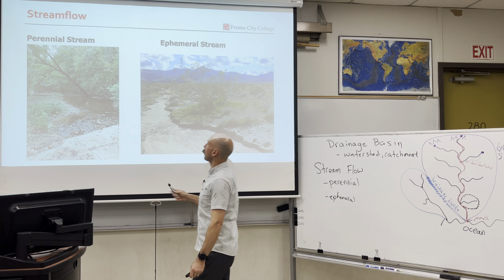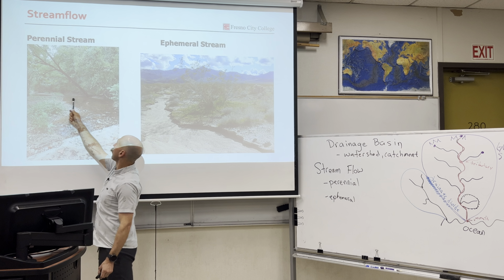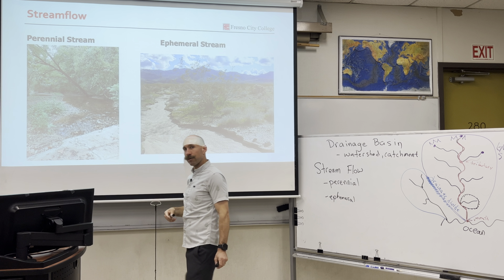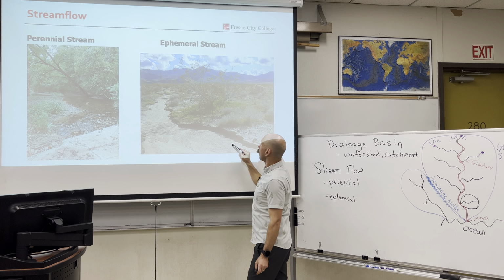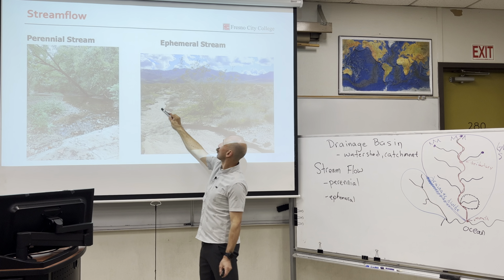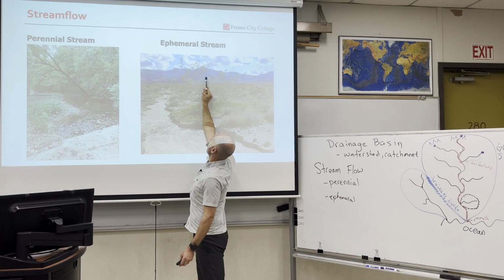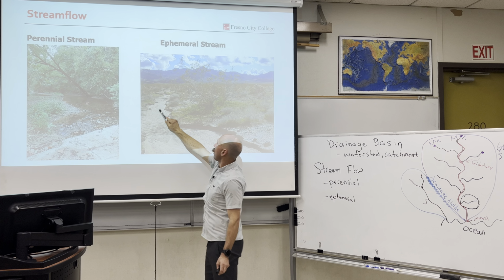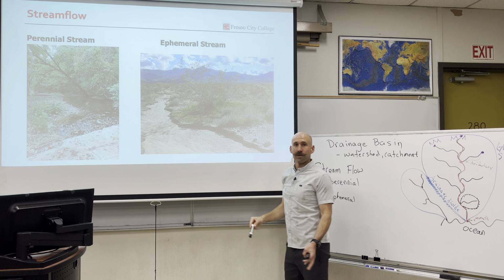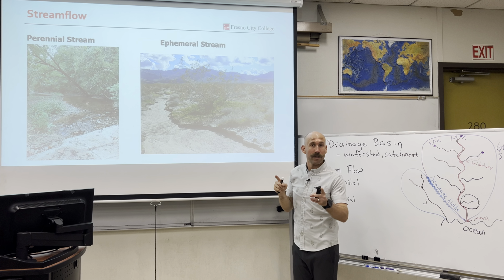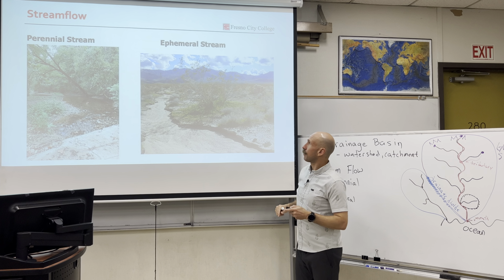Examples of a perennial stream. So here we can see water is in this channel. It's a little bit low, but there's a base flow that goes all year long. Here is a dry wash. So when it rains, it'll get caught up here in its headwaters. It will flow down this channel. Streamflow only occurs when the rain is present.